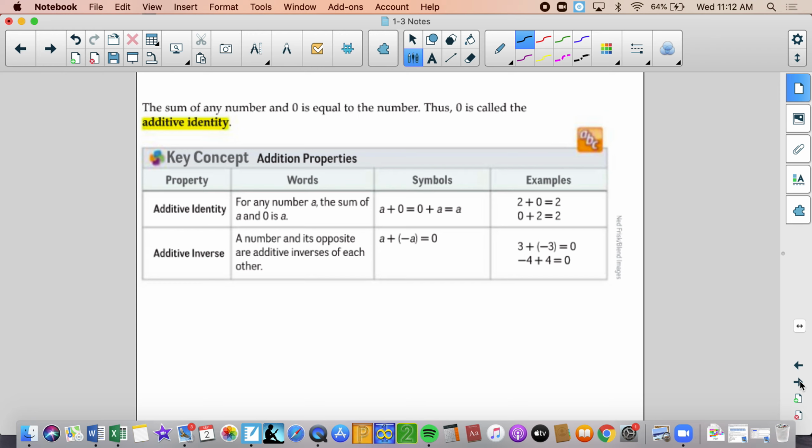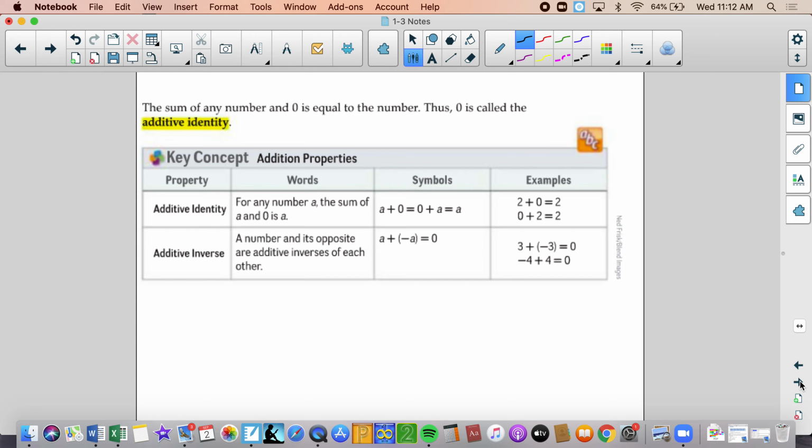The additive identity. The sum of any number and 0 is equal to the number. Thus, 0 is called the additive identity. So if we add 0 to any number, we should still get that number. A plus 0 equals 0 plus A, which equals A.